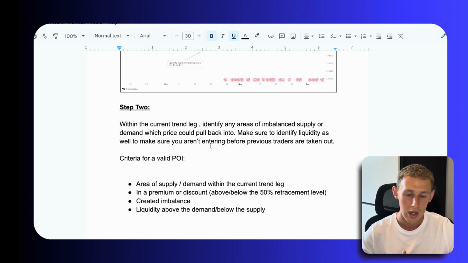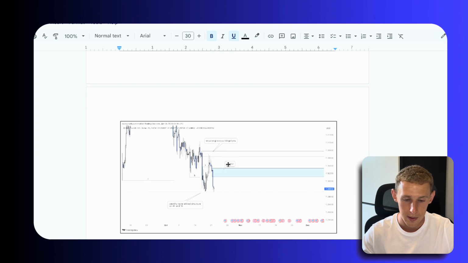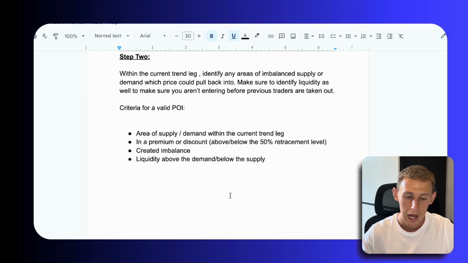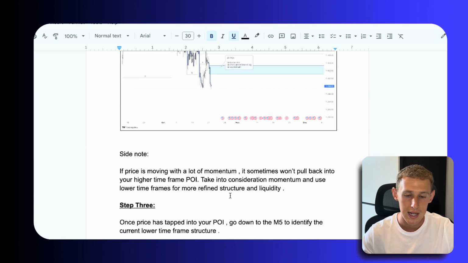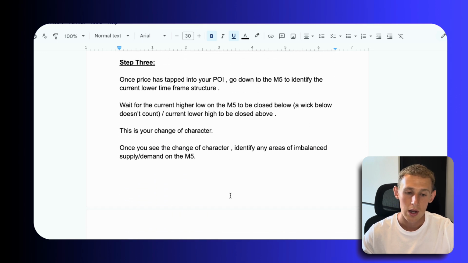So for me personally, a valid point of interest is in an imbalanced supply or demand, which price could pull back into. And I have a few different criteria for this. Essentially, it needs to be imbalanced and it has some liquidity below it. So in this case, we can see this area up here, it was an imbalanced supply. It had some liquidity below it. So this is a valid area which I would look to short from. However, we're not just looking to simply set a limit or anything like that on these areas of supply and demand. We're looking to wait for price to develop and give us an entry confirmation.